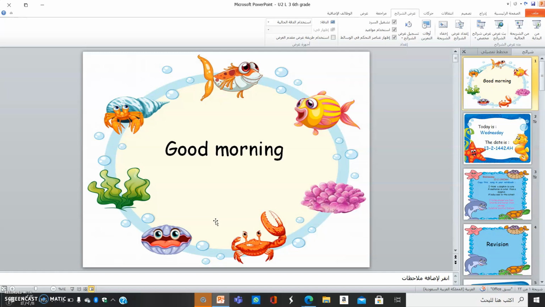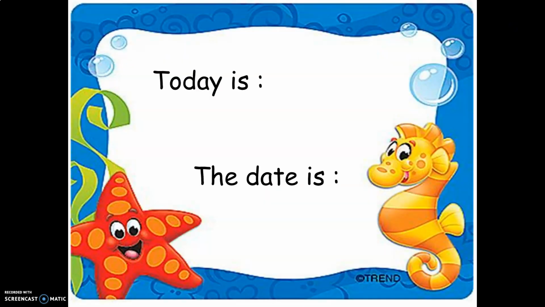Okay, let's start my lesson for today. But before starting, let me ask you about the day and the date, girls. Who can tell me what the day is today? Today is Wednesday. Let's spell the word Wednesday together. Wednesday. Again, today is Wednesday.